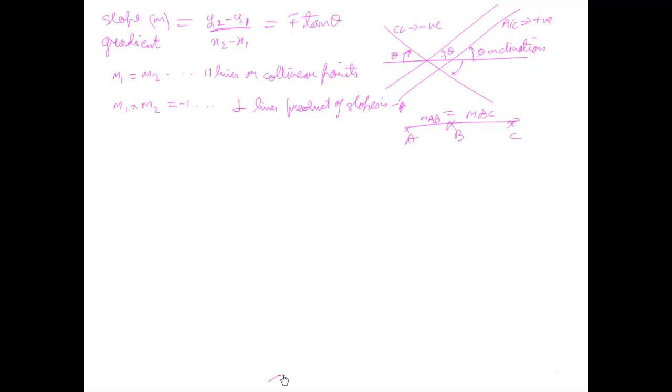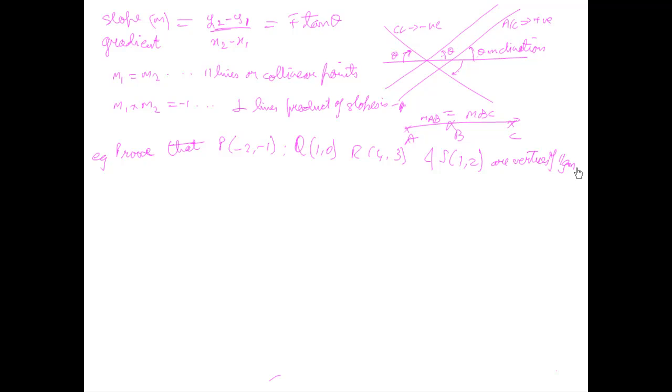Now children, let's see some application of slope. For example, children, if you've got a question like this, similar to the sum that we did earlier, prove that points P(-2, -1), Q(1, 0), R(4, 3) and S(1, 2) are vertices of a parallelogram.